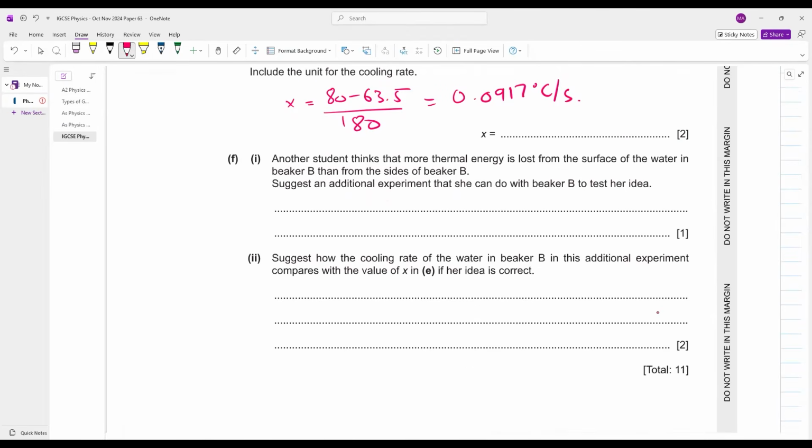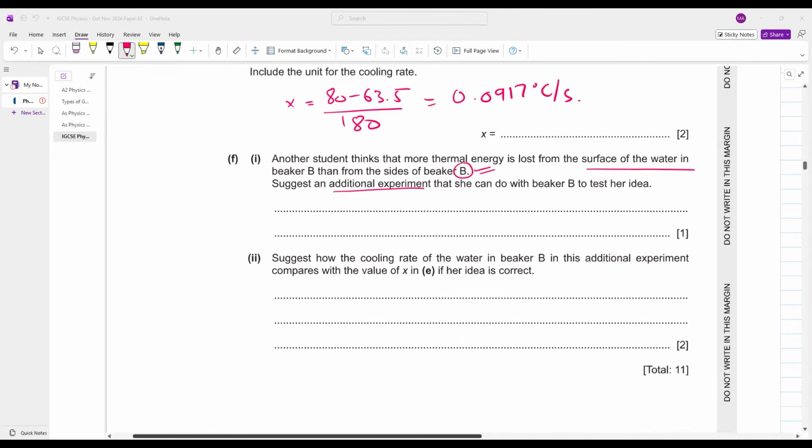Another student thinks that more thermal energy is lost from the surface of water in beaker B than from the sides of beaker B. अच्छा जी, आपके surface of water से thermal energy loss हो रही है. Suggest an additional experiment that she can do with the beaker to test her idea. अच्छा जी, आप क्या एडिशनल एक्सपेरिमेंट कर सकते हो टू टेस्ट दिस आइडिया? ओके. रिपीट द एक्सपेरिमेंट विथ बीकर बी एंड वन बीकर विल हैव द लिड एंड द अदर विल नॉट हैव द लिड. बेटा आपने एक्सपेरिमेंट रिपीट करना है विथ बीकर बी एंड एक बीकर के साथ लिड लगा दो, एक बीकर के साथ लिड ना लगाओ.